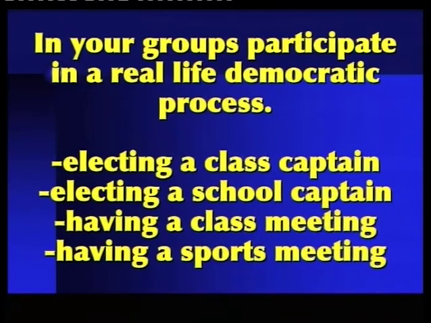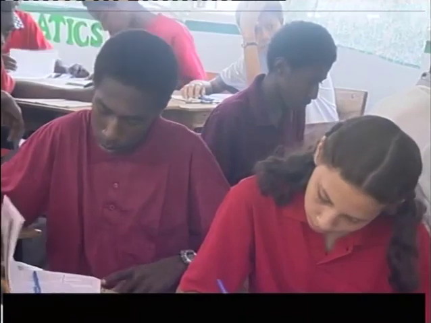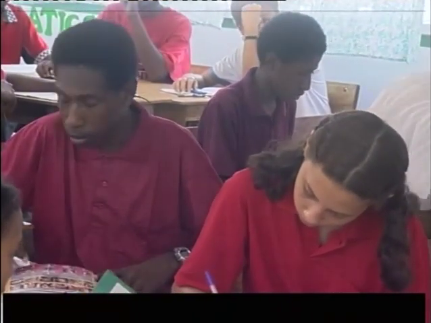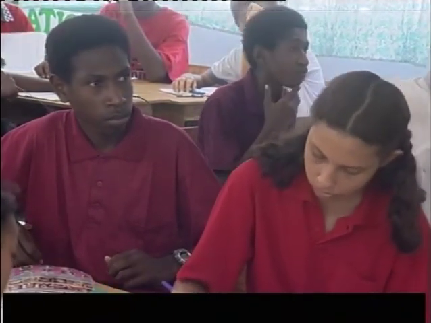In your groups, you are going to participate in a type of democratic process. Remember, in a democratic process or democratic government, these are some of the features. You have the freedom of voting, freedom of election, majority rule, minority rights. So in your groups, you're going to choose any of these. Maybe you can come up with extras, like electing a class captain.